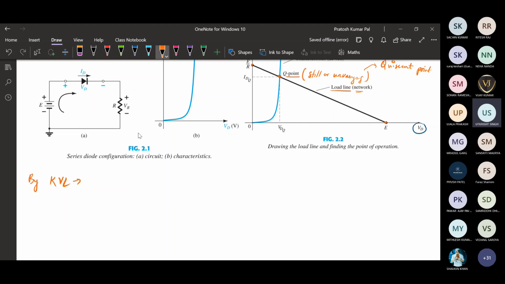So by KVL applied to this complete network, we can write: this E is the supply voltage, and some voltage drops across the diode and some voltage drops across the resistor. So E, the total supplied voltage, minus VD minus VR will come out to be 0.